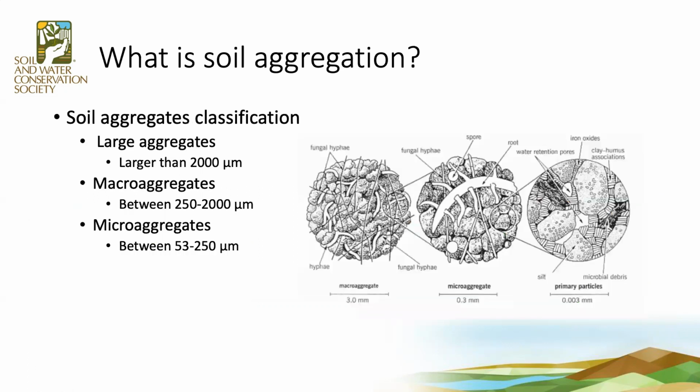And how do we classify soil aggregates? So we have three major classifications for soil aggregates, which are large aggregates, which are the aggregates larger than 2,000 micrometers, macroaggregates, which are the aggregates ranging between 250 and 2,000 micrometers, and microaggregates, which are the aggregates ranging between 53 and 250 micrometers.